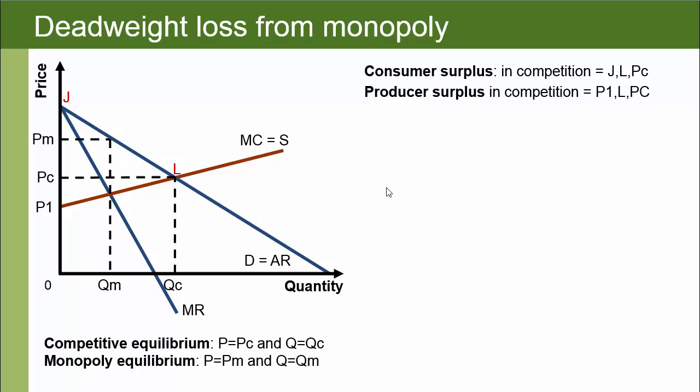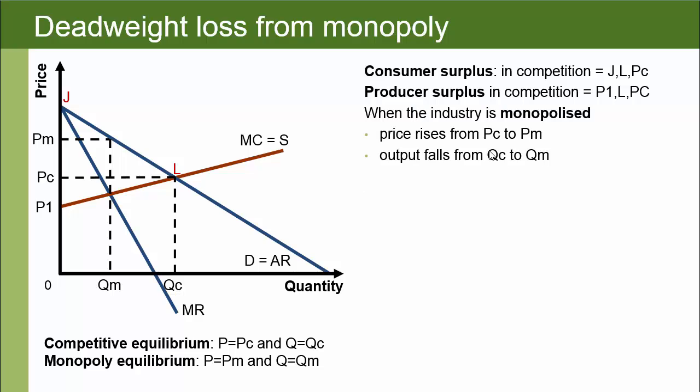Now producer surplus is the difference between what producers are willing to accept, as shown by the marginal cost or supply curve, and the price actually received. It's therefore the area below the price line and above the supply curve. It's area PC, L and P when we are in a competitive industry. Now we've already said that when the industry is monopolized, when we move from competition to monopoly, the price goes up from PC to PM and output falls to QM.